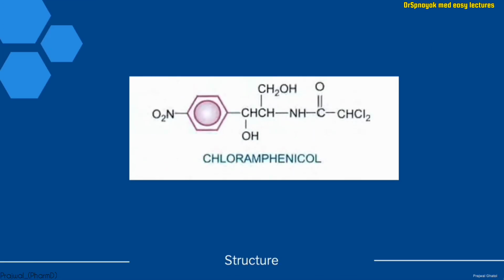Here you can see the structure of chloramphenicol. Chloramphenicol is a yellowish white crystalline solid. Aqueous solution is quite stable, stands boiling, but needs protection from sunlight. The nitrobenzene moiety of chloramphenicol is probably responsible for the antibacterial activity, as well as for its intensely bitter taste.